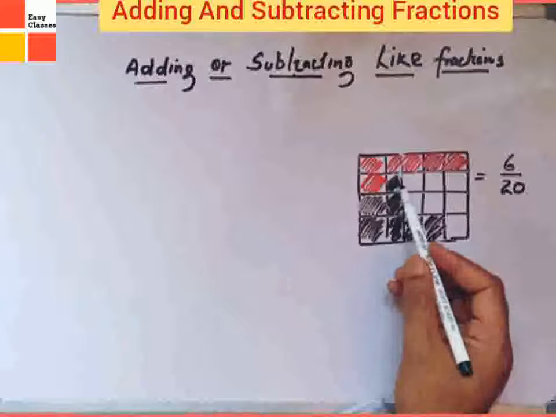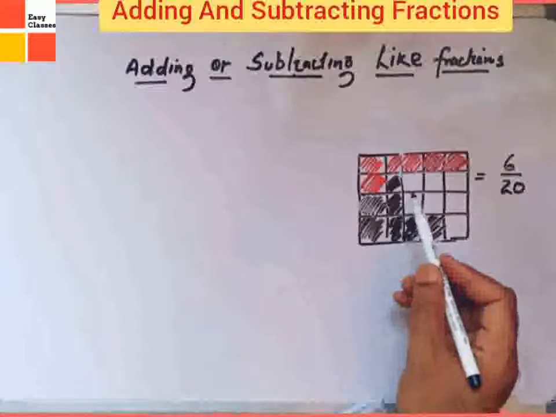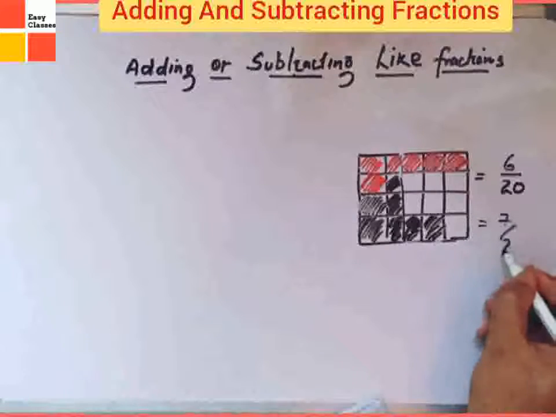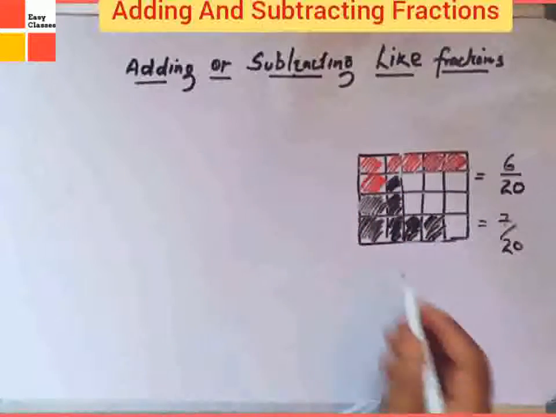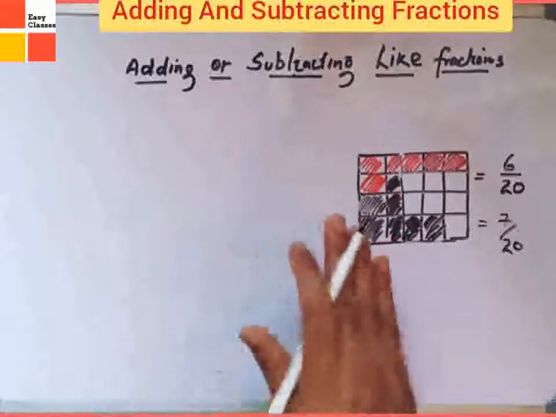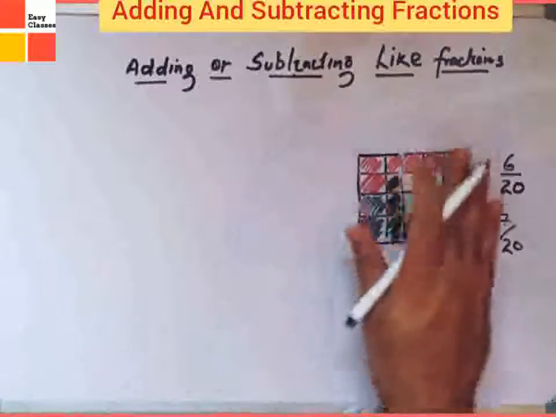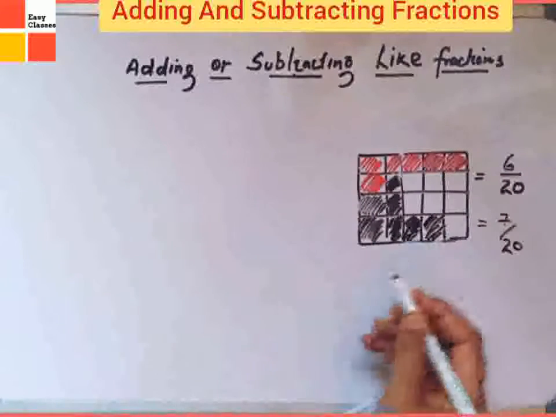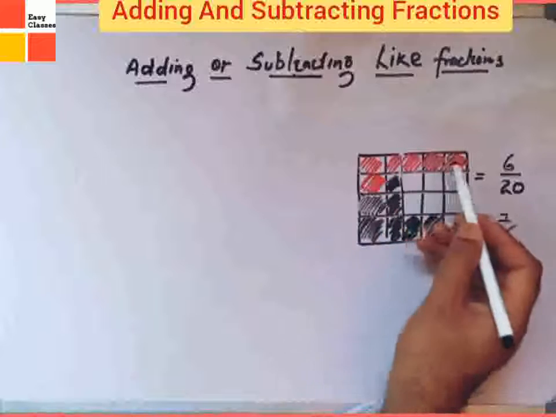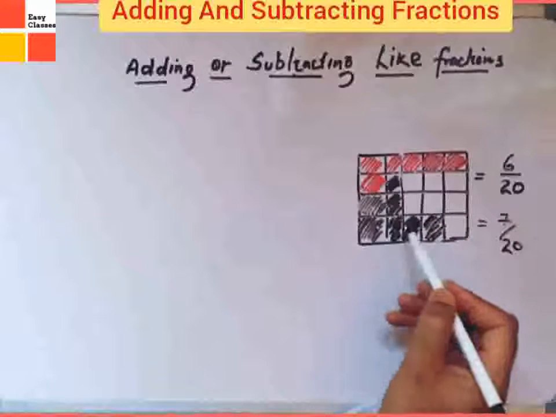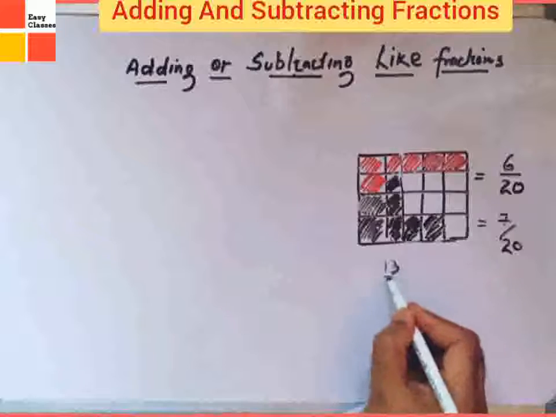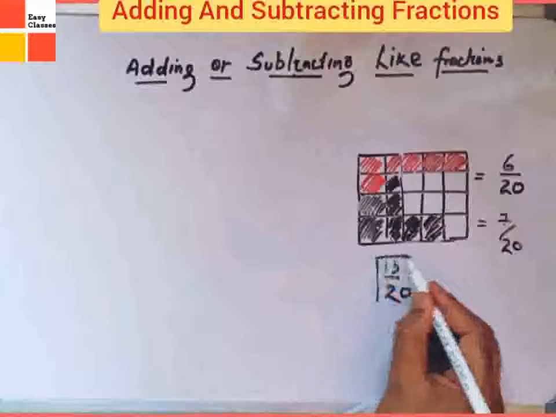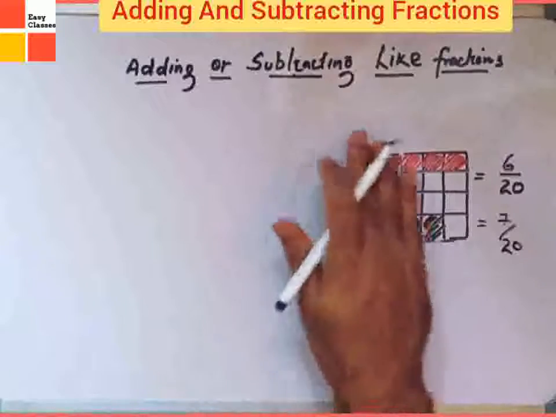Now the part which is shaded black is equal to 1 2 3 4 5 6 7 by 20. Say for example you have to add these. You have to say what fraction is colored, whether red or black. What can you do? 1 2 3 4 5 6 7 8 9 10 11 12 13. So that is 13 by 20. That means you get this addition with the help of a figure.